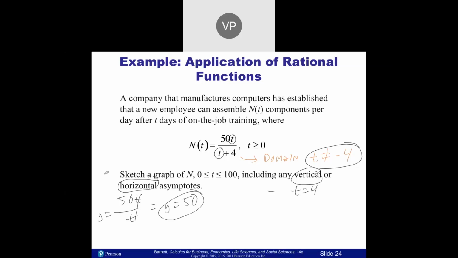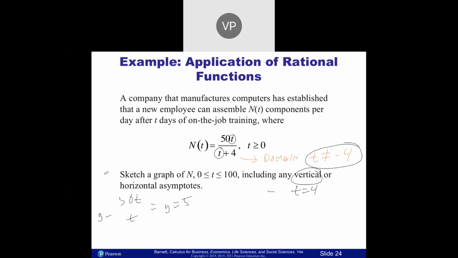Same trick. I'll remind you the other rule. If the bottom degree is higher, then it's always going to be y equals 0. If the top degree is higher, then there's no horizontal asymptote. That's going to be that slanted one. So that's all we have there.